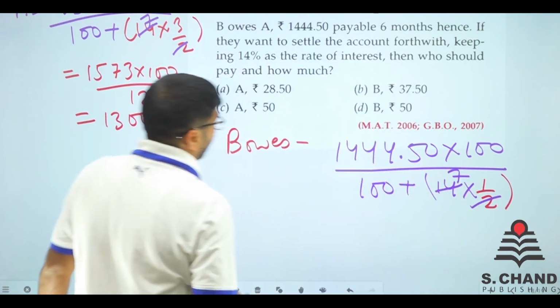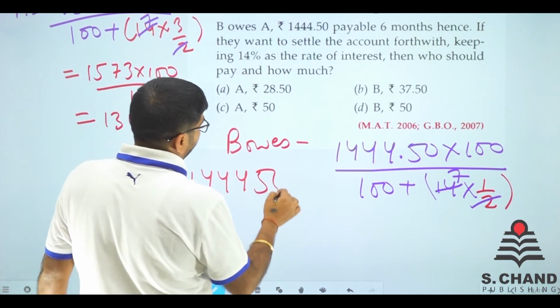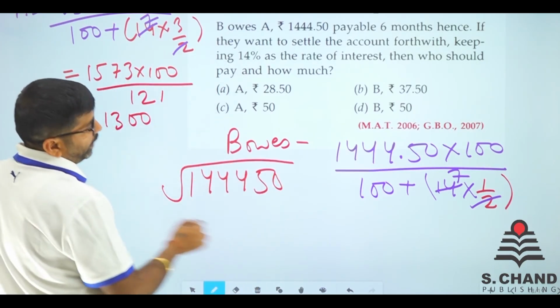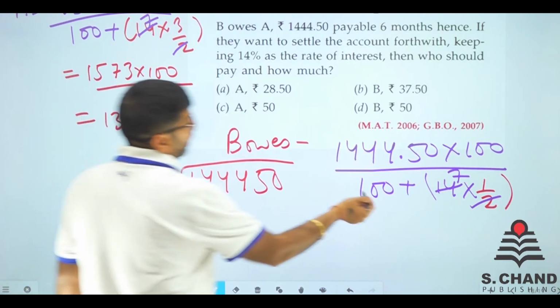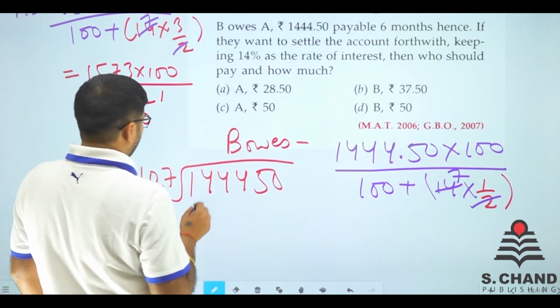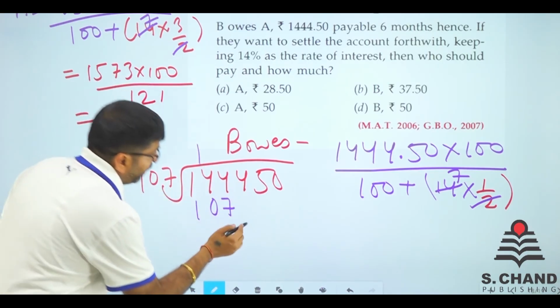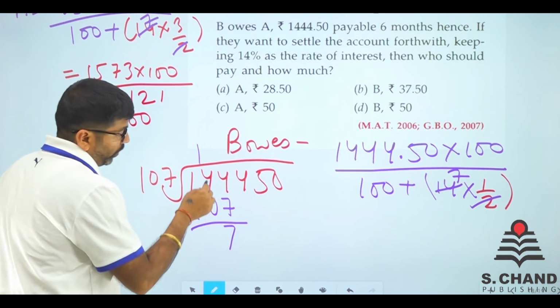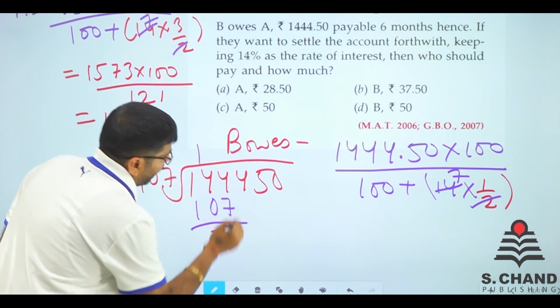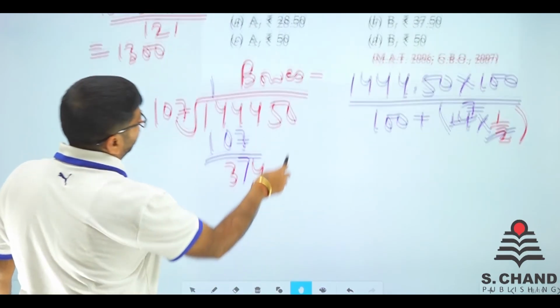Now we need to divide this. 14450 divided by what? 107. 100 plus 7, 107. So 107 one time. We get 14 minus 7 as 7. We get 37 here and we get 4 here, right? 374. Let's calculate further.